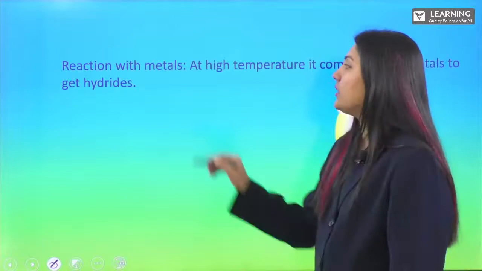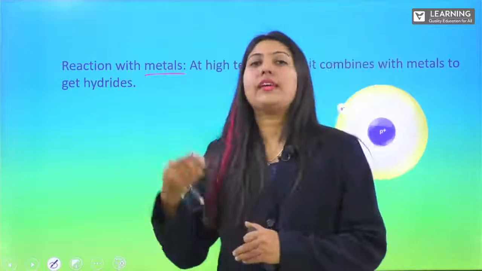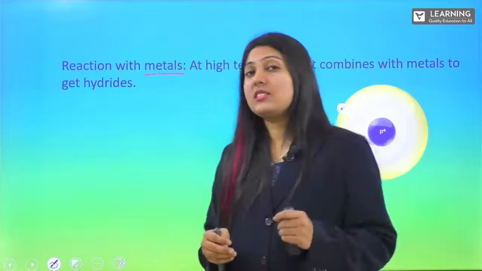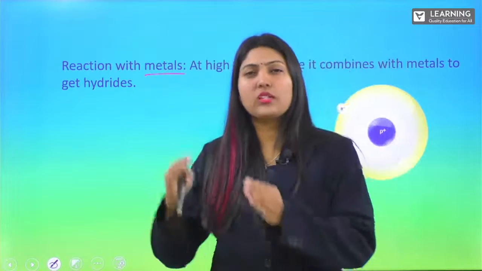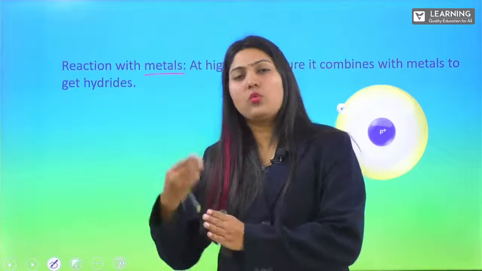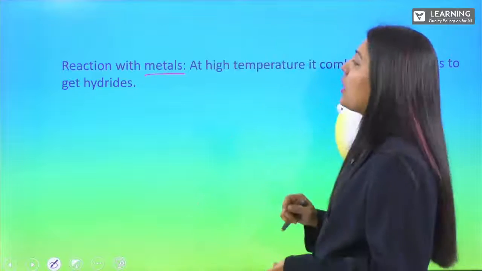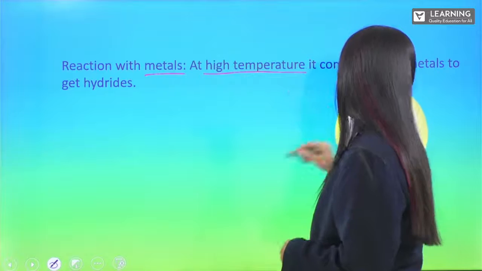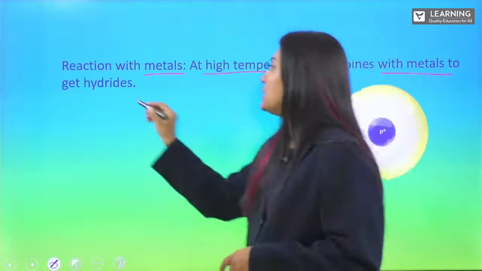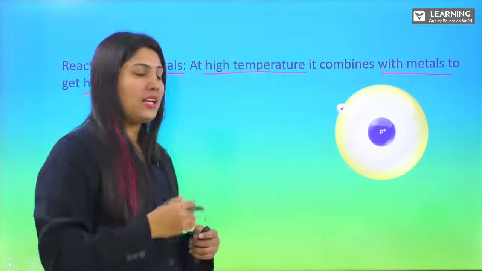Next, reaction with metals. Now we studied hydrogen reacting with non-metals. We'll check how hydrogen reacts with metals. We have already studied the comparison between hydrogen with alkali metals as well as hydrogen with halogens. Now we'll check how it reacts with metals. At a higher temperature, it combines with metals to get hydrides. We call it metallic hydride.